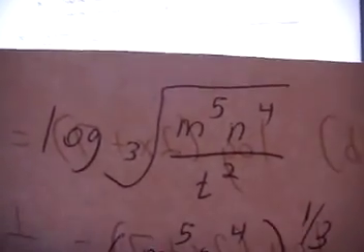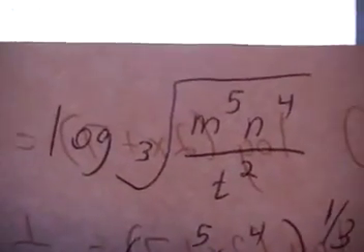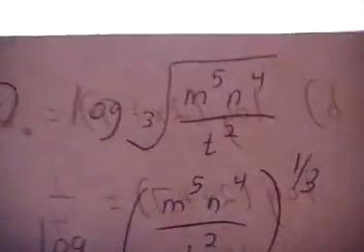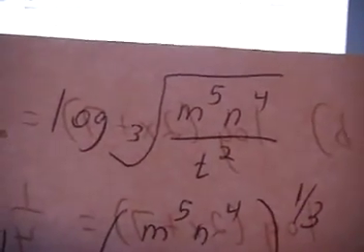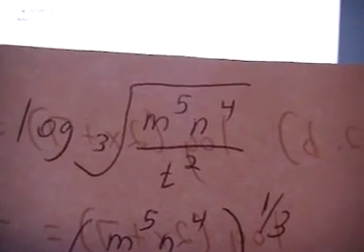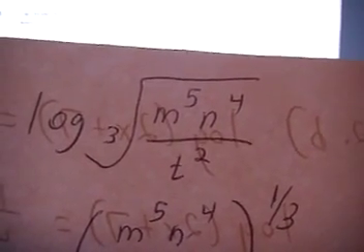And the three main properties of logs is if you have a product, you can turn it into a sum. A quotient can turn into a subtraction. And then exponents can kind of slide up and down. So log with no base, when the base is blank, it's a 10. That's called common log. Common log of cube root of this big fraction with variables and exponents.